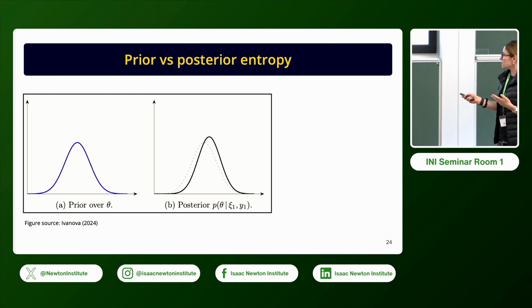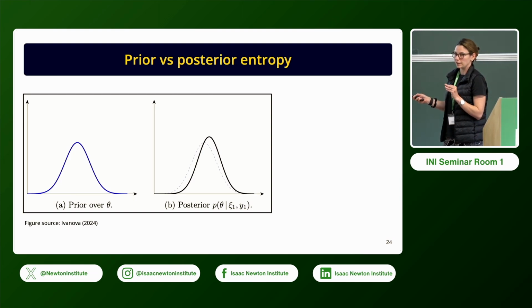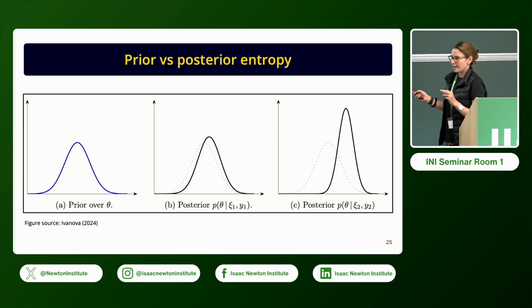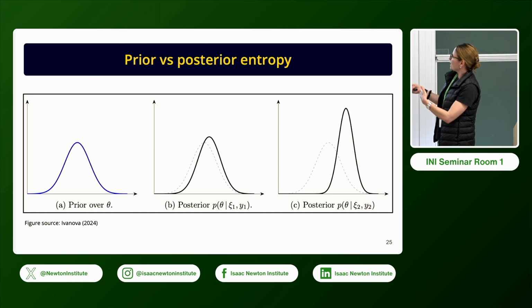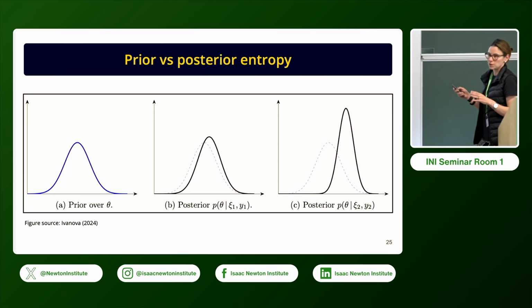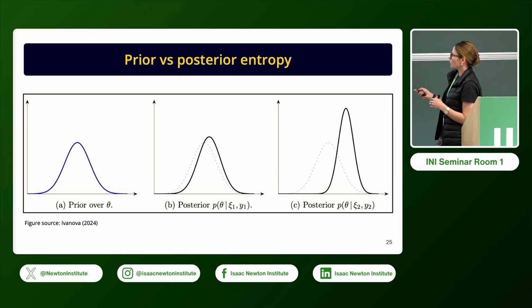Once we select our design, so let's say we run an experiment with design Xi1 and observe data Y1, we end up with a posterior that looks like this, right? If we were to choose a slightly different design and obtain a different outcome, our posterior may look like this. And what we can see is that the uncertainty about the parameter theta in this case has barely changed from our prior uncertainty. And in this case, we have managed to reduce uncertainty about the parameter quite substantially. So this will be a better design than this.